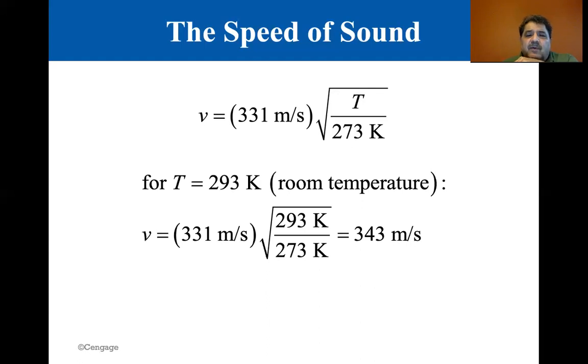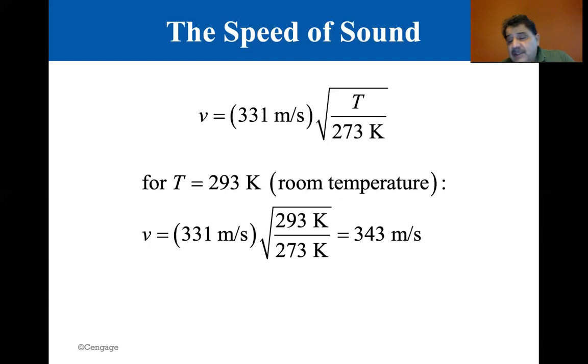So for T equal 293 Kelvin, about 20 degrees Celsius, that's room temperature, the velocity is equal to 331 meters per second times the square root of 293 over 273, and you end up with 343 meters per second. So when we do the speed of the air column resonance, we're going to discover it's about anywhere from 340 to 345 meters per second.